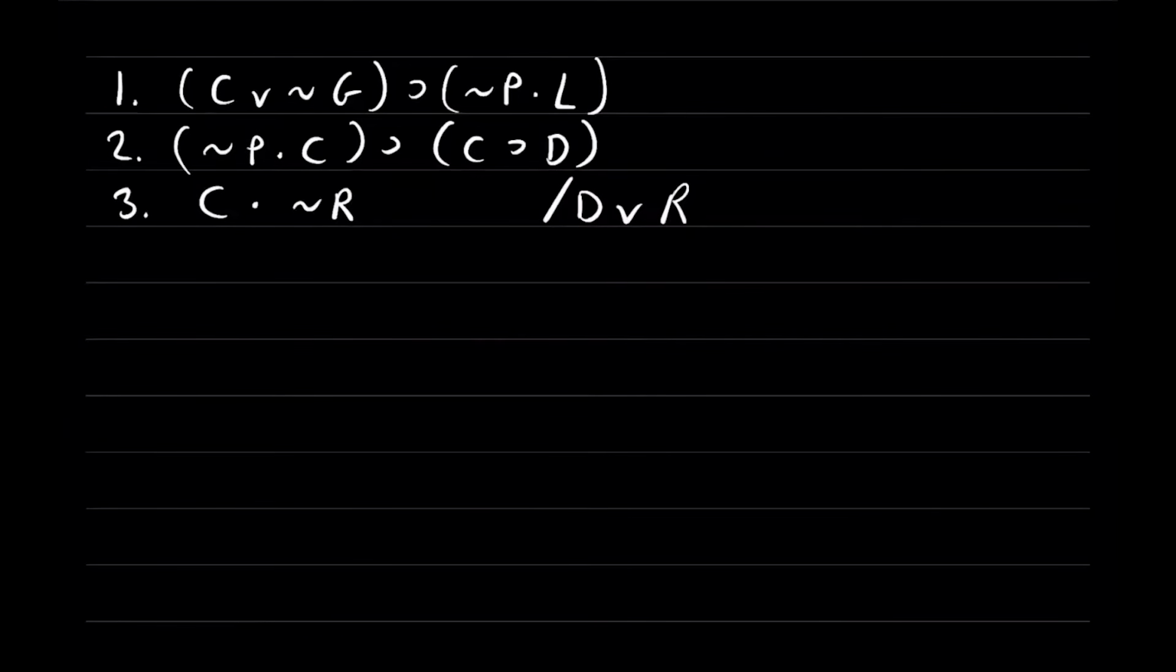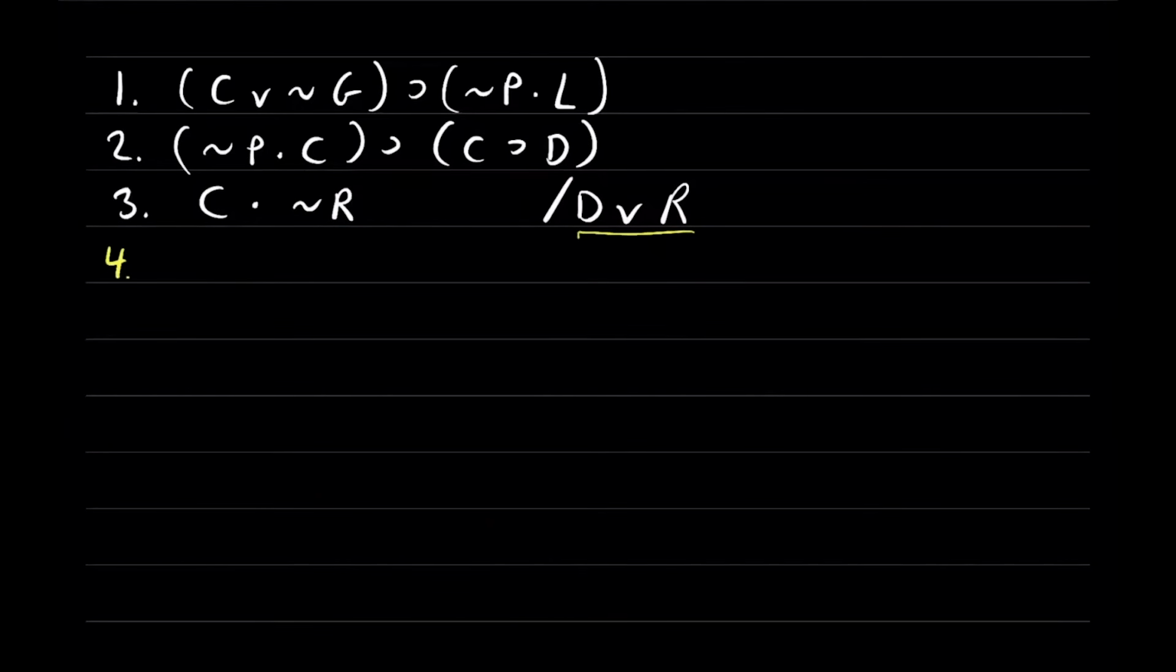Okay, let's do a few more examples. Okay, in this argument on line 1 is a conditional. It says if C or not G, then not P and L. Line 2 says if not P and C, then C implies D. Line 3 says two things are true, C and not R. And the conclusion we're trying to show is D or R.